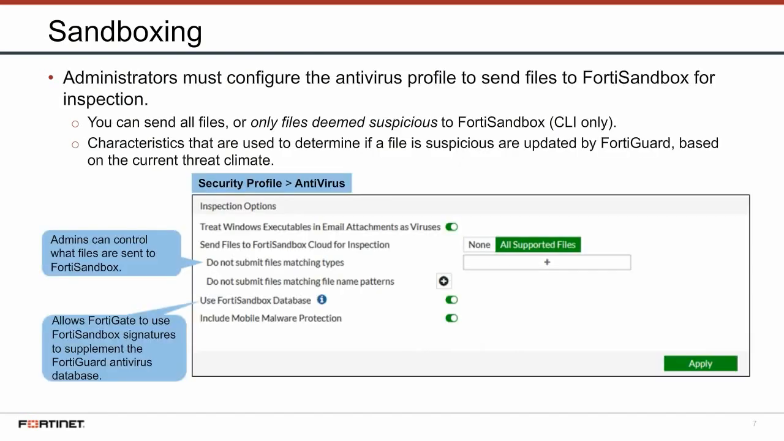FortiOS is smart when it comes to determining what files are sent to FortiSandbox. FortiGuard provides FortiGate with information based on the current threat climate that is used to determine if a file should be deemed suspicious or not. FortiGate provides the administrator with granular control when it comes to determining what type of files are sent to FortiSandbox for further investigation. Administrators also have the option to use the FortiSandbox database in conjunction with the FortiGuard AV database to enhance their network security.